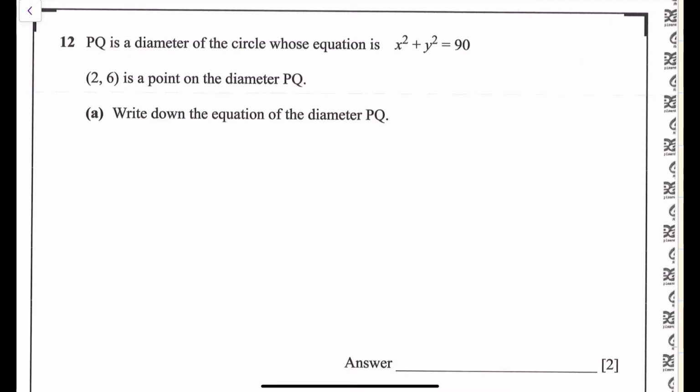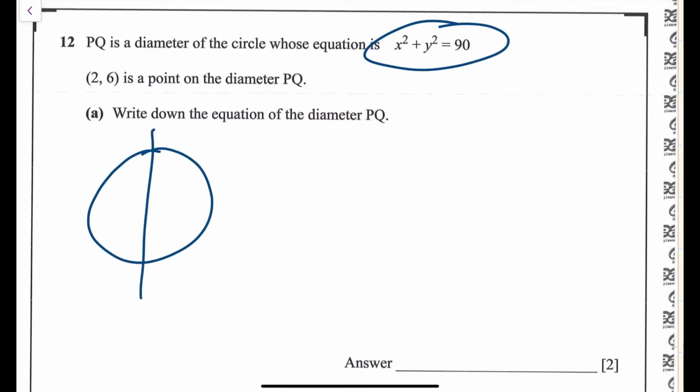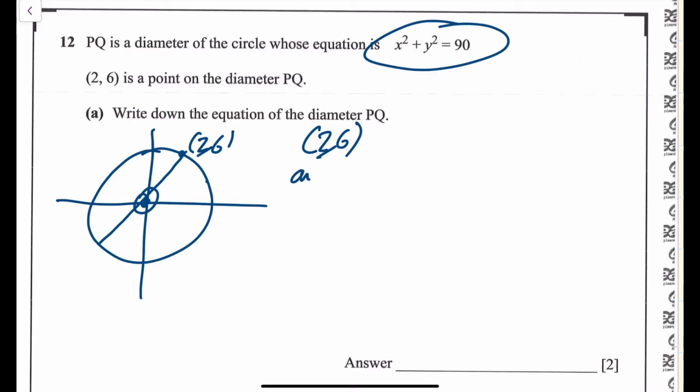So let's just draw a wee diagram. This is the equation of a circle which has its center at the origin. So 2, 6 would be very roughly here. If it's a diameter, it goes through 2, 6, and it also goes through the origin. So we have 2, 6 and another point, 0, 0.